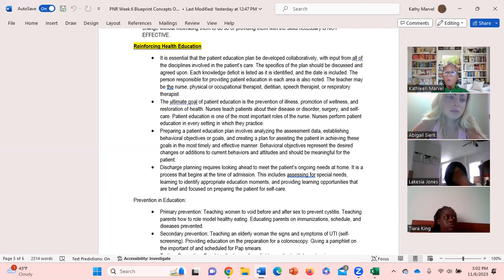Okay, so in the schools, it was the nurse. It might have been the physical therapist, the occupational therapist, maybe speech therapist. So in the schools, health education was performed in a collaborative team. Right? The ultimate goal of patient education: prevention of illness, promotion of wellness, and restoration of health.